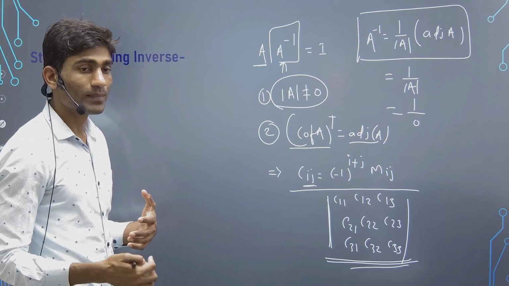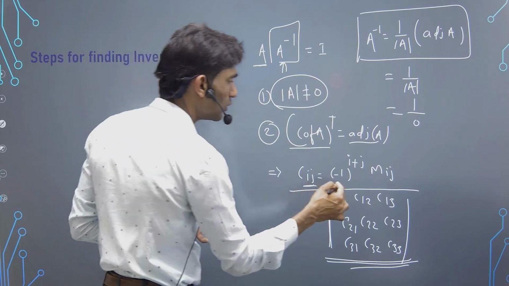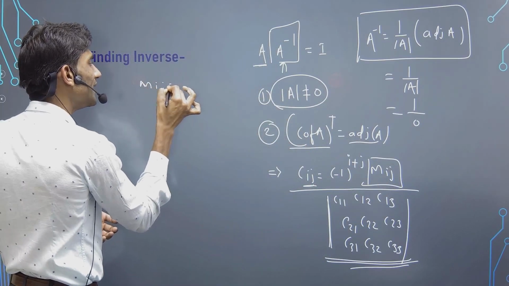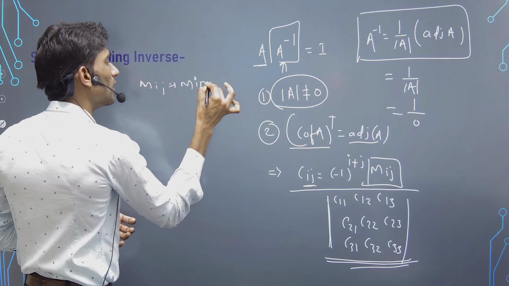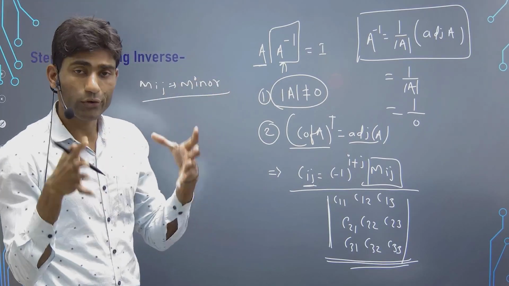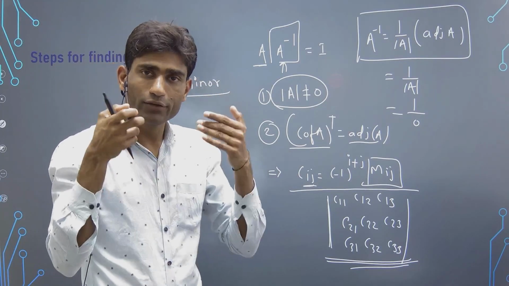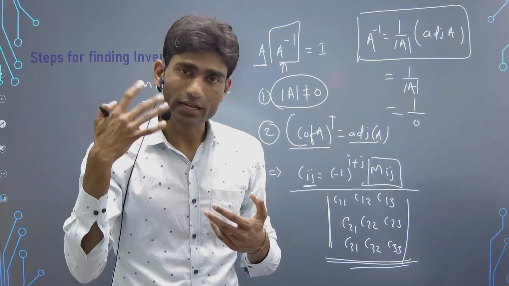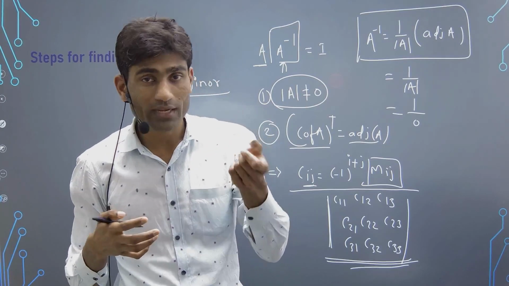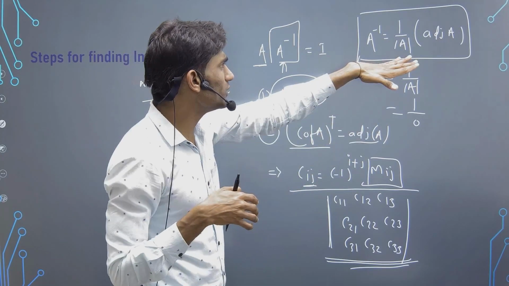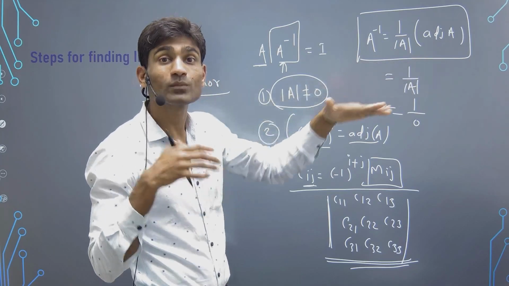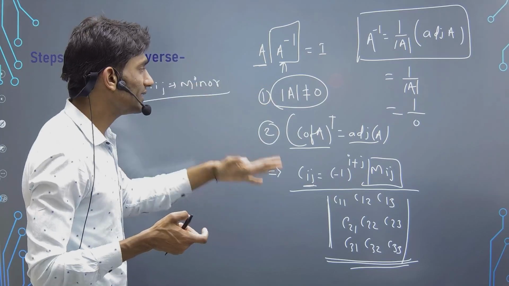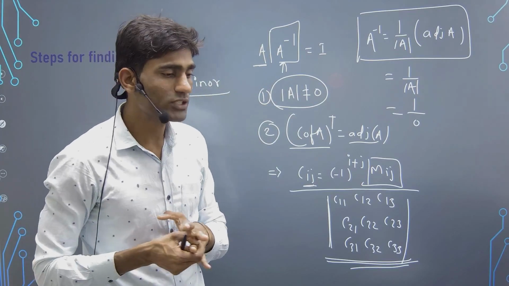Now, what is Mij here? Mij is the minor of the matrix. Once you get the minor for a 3 by 3 matrix, proceed to the cofactor. Take the transpose of the cofactor and you will get the adjoint. Once you get the adjoint, substitute it in the standard formula for A inverse, and you will get the inverse of the matrix. These are all the steps for finding the inverse of a matrix.